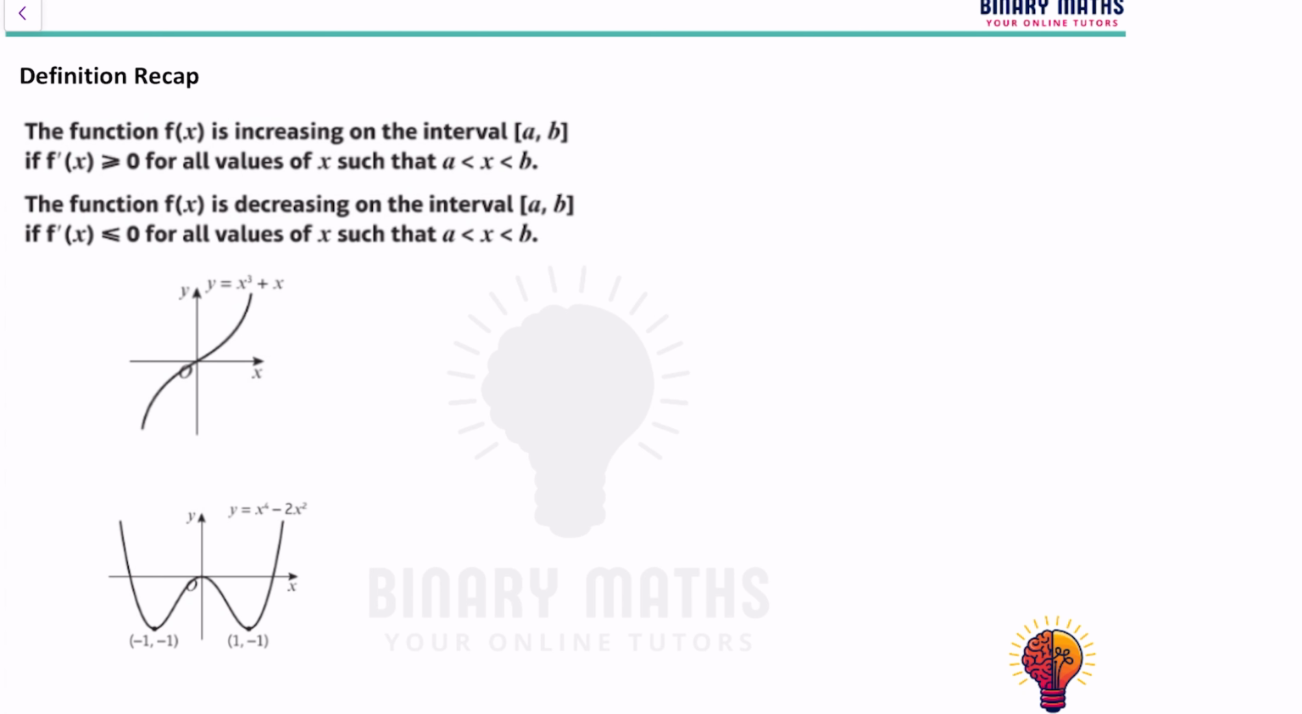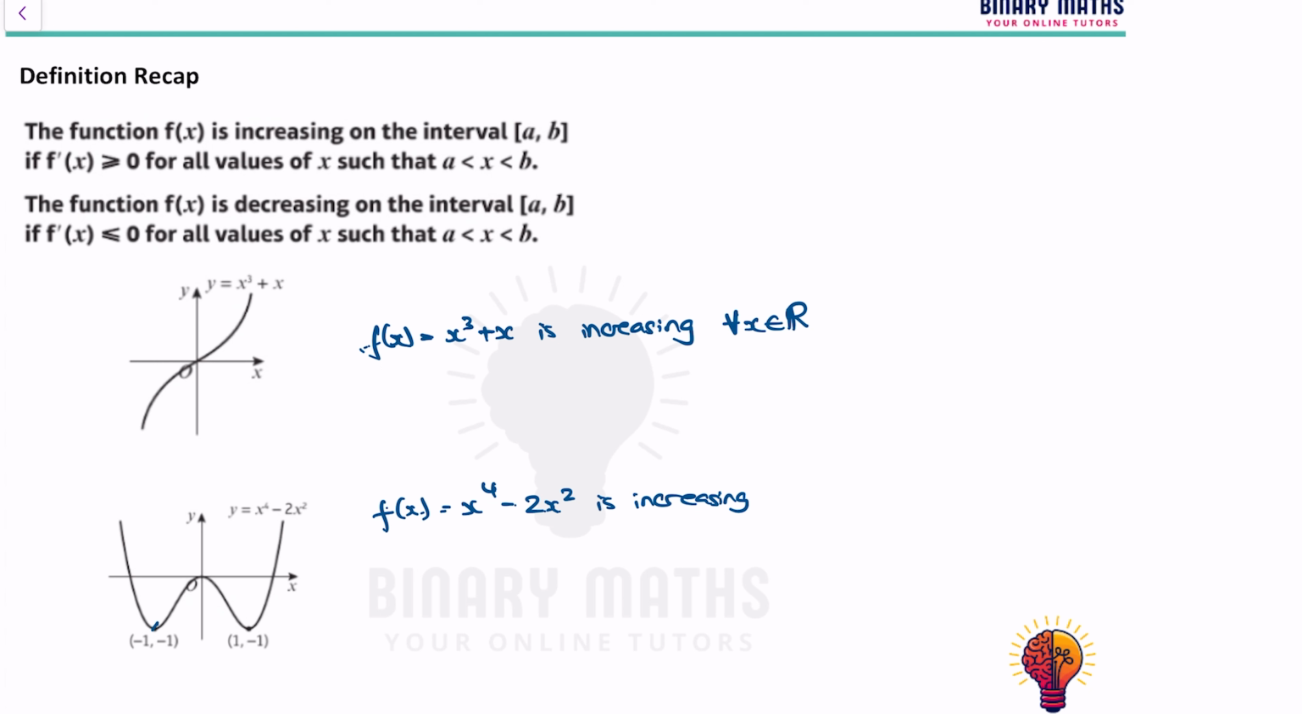So if you look at this first example, you can see f of x is equal to x cubed plus x is increasing throughout everywhere, yeah? Throughout the whole graph. So you can say it's increasing for all x is an element of reals, so all real numbers. If you look at the second example, you can see the function f of x is equal to x to the power of 4 minus 2x squared is increasing. So if I wanted to find an interval where it's increasing, I can see clearly between x equals minus 1 and x equals 0 is increasing.